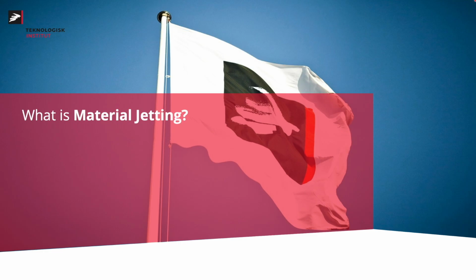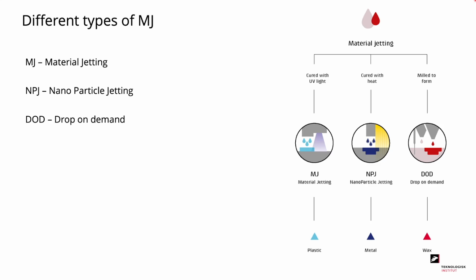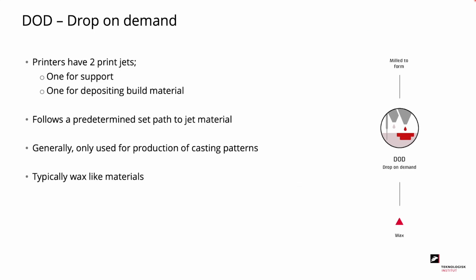Let's start by looking at what material jetting is. As mentioned before, we have 3 different types of material jetting. The most common one is also called material jetting, then we have nanoparticle jetting, and we have drop-on-demand. I'll cover these individually in the next couple of slides. Let's start by looking at drop-on-demand.